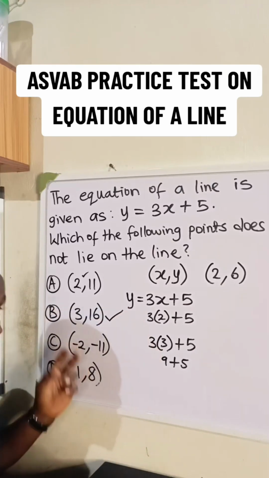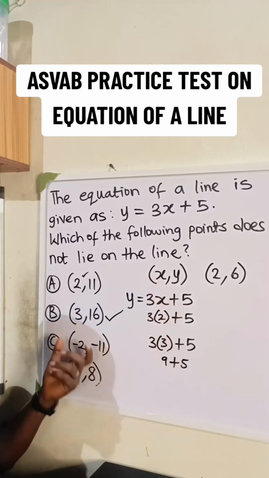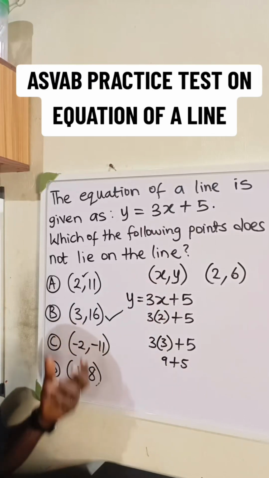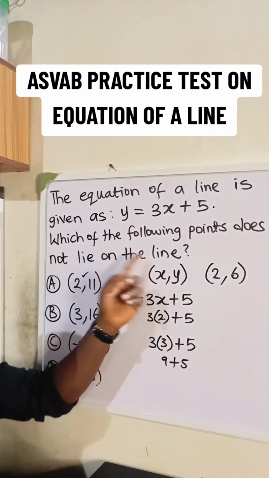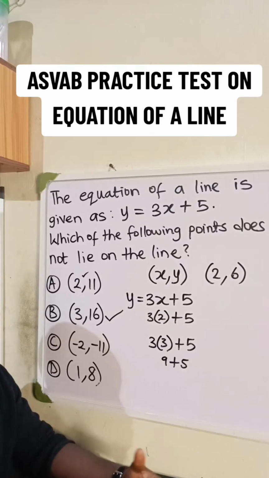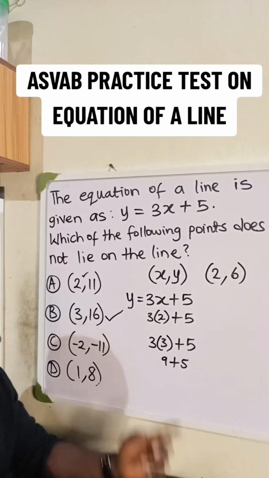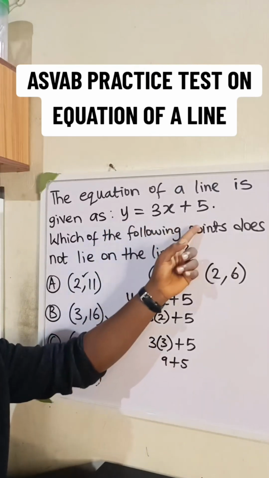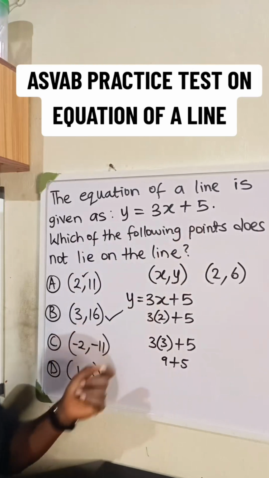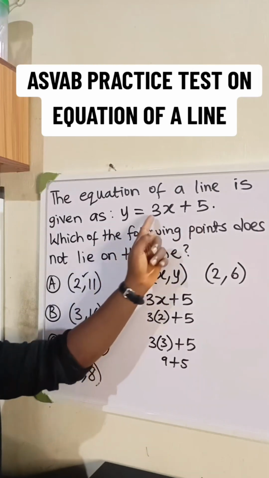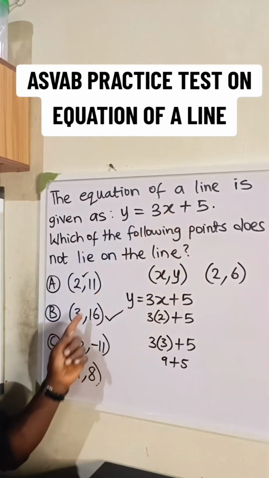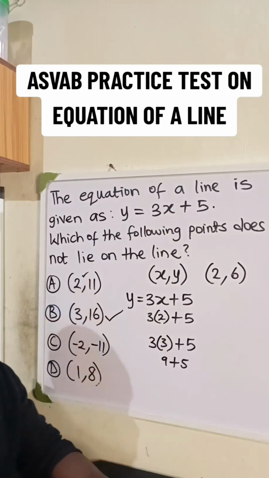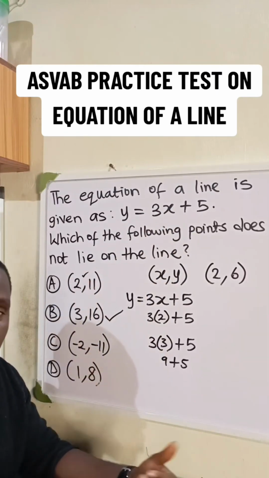If you decide to try this same process on these other two values, you'll discover that they both lie on this particular line. So for you to know which of the coordinates does not lie on this line with this equation, you must substitute the value of x into this equation and see if you will get the y values. The one that does not give you the y value is the one that does not lie on the line.